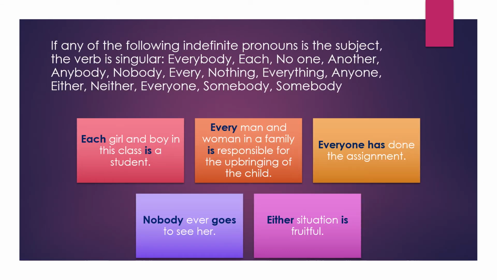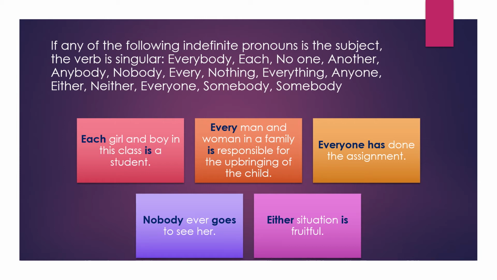Now the rule says that if any of the following indefinite pronouns, which would mean the words that do not give you any clarity of number or weight. It is some random kind of word that will not be telling you about how many things or people you're talking about. It will not give you any crisp information about the noun that you're replacing. So if any of the following indefinite pronouns is the subject, the verb is singular.